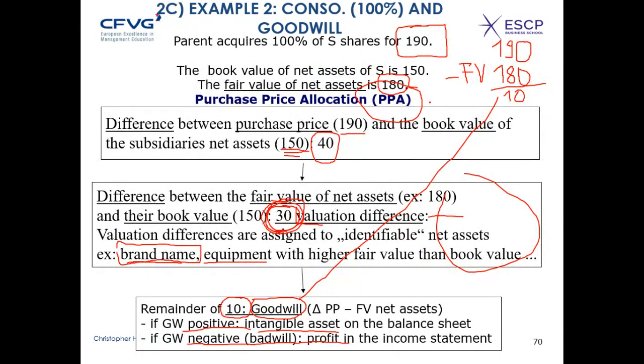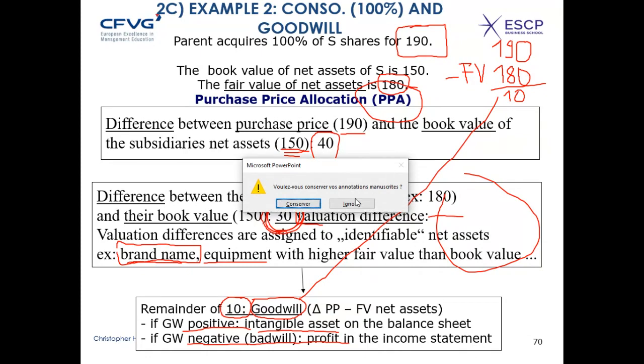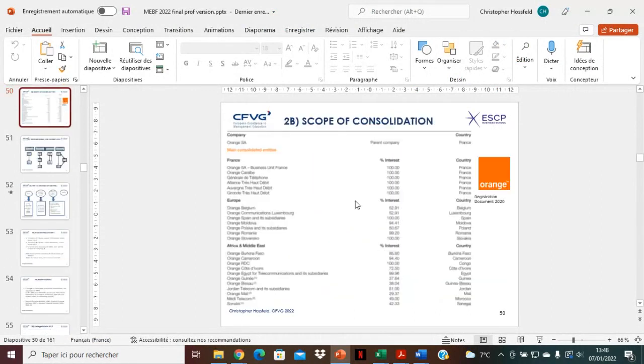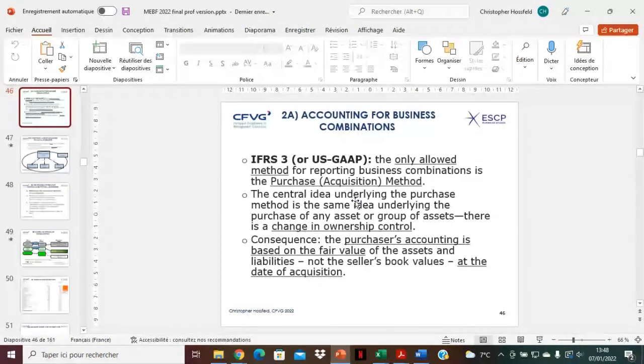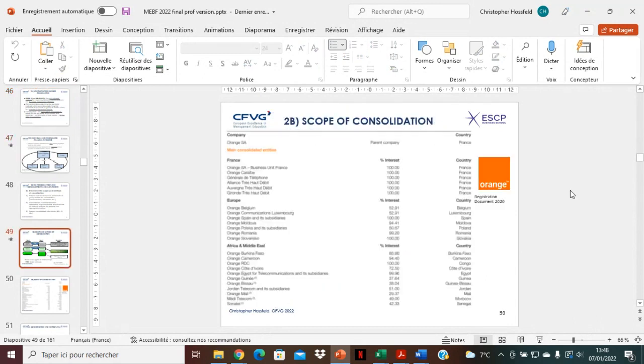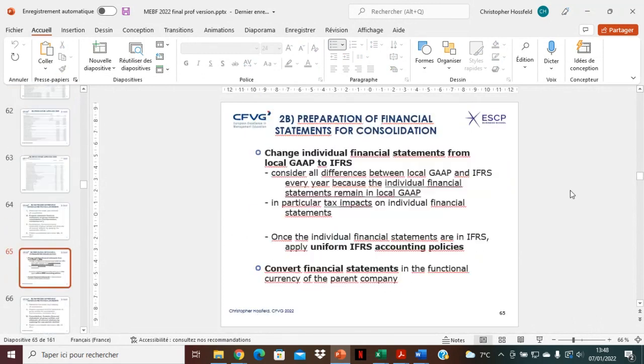The purchase price allocation is done only once. It's only done once at the date of acquisition. Because remember what we said about the purchase price or acquisition accounting at the very beginning. The target company will be based on fair values, but fair values determined at the date of acquisition, and that clearly refers here to the purchase price allocation. So the purchase price allocation is only done once at the date of acquisition, not every year.